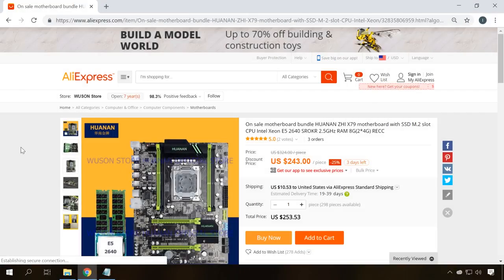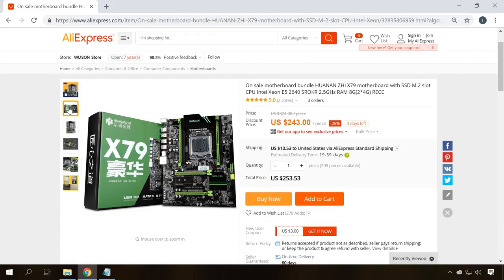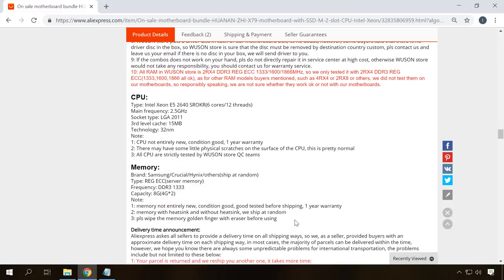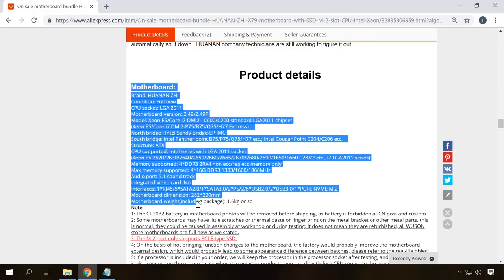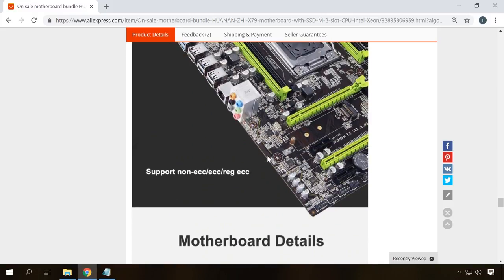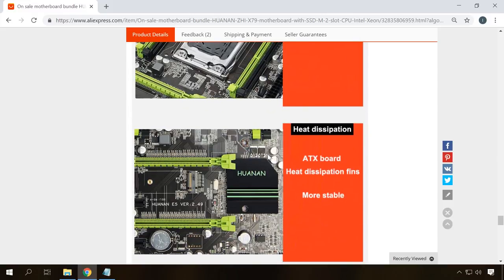The second variant is based on a more powerful socket 2011 CPU, Xeon E5-2640. This is a mighty 6-core 12-thread processor with a clock speed of 2.5 GHz and 15 MB level 3 cache. The offer also includes a Huanan X79 motherboard featuring an M.2 port, 4 DDR3 memory slots supporting up to 64GB of RAM, 7 power phases with radiators on them, and 2 PCI Express slots for graphics.